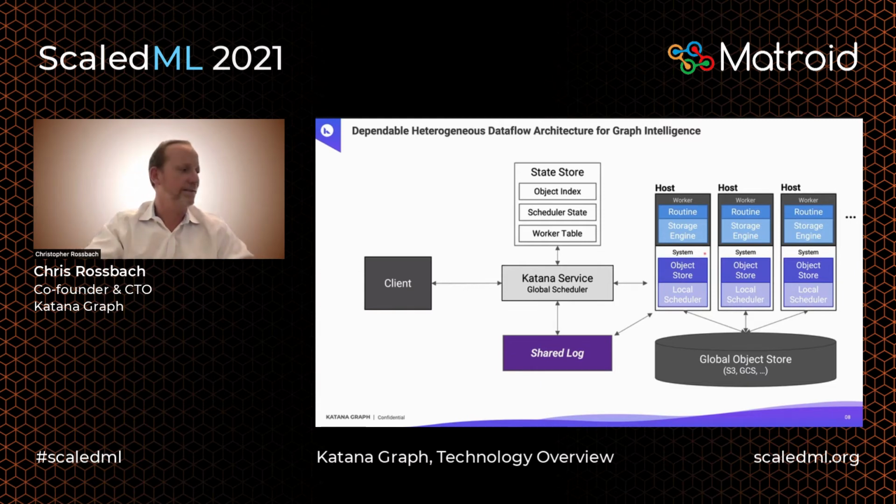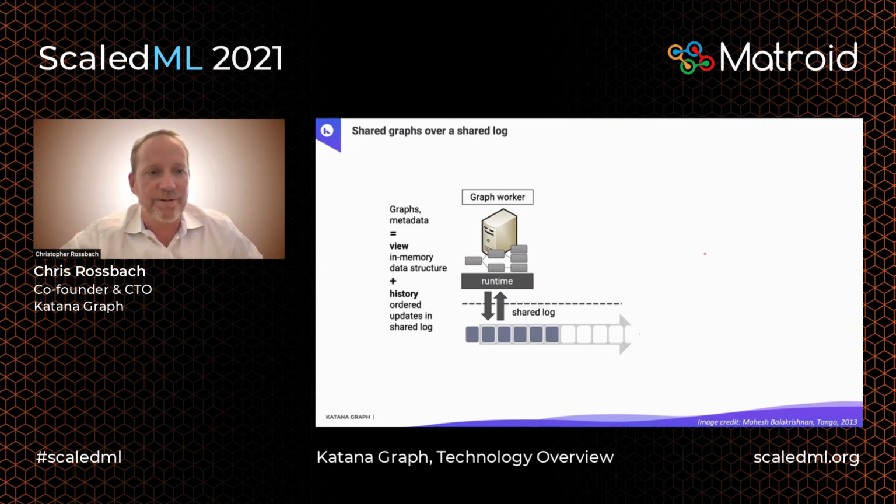So let me dig into the shared log concepts a little bit. The key idea here is that Katana wants to support an abstraction of shared graphs in an environment where the shared log is the ground truth. What this means is that shared data like graphs or other metadata about the system are materialized in the system as a view, usually in memory. So data structures such as the graph itself will have an in-memory materialization, and it's materialized by playing forward over a history of ordered updates that are stored in this shared log.